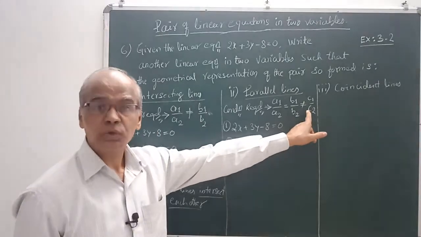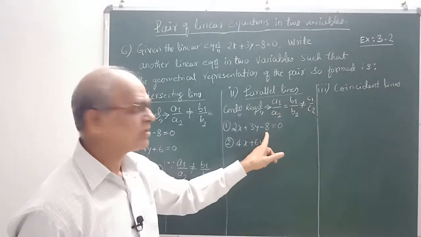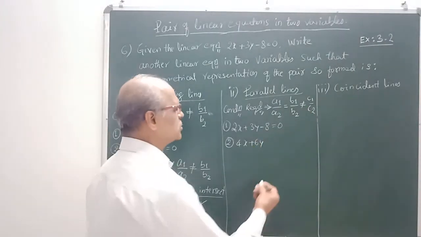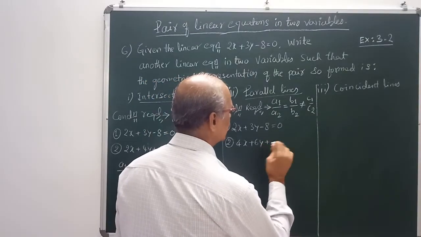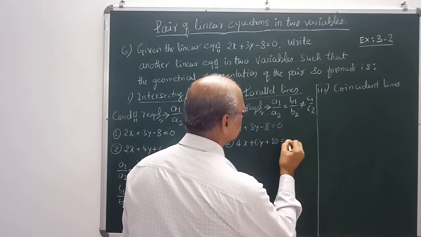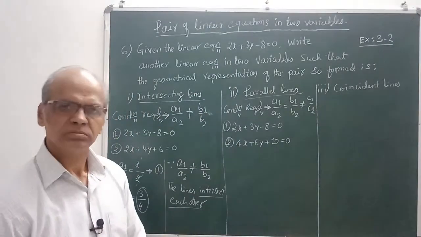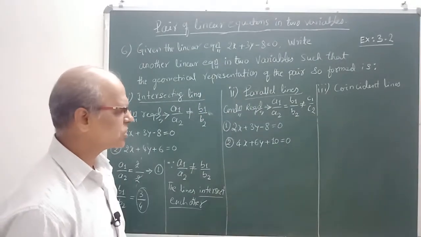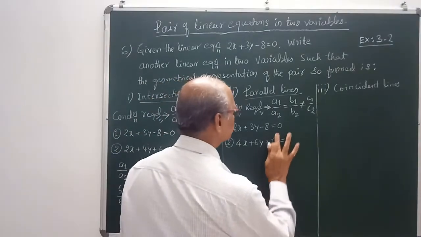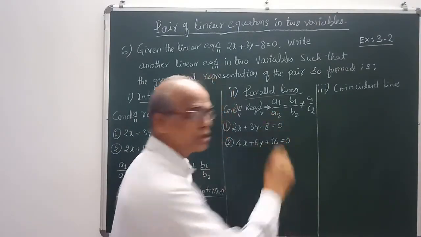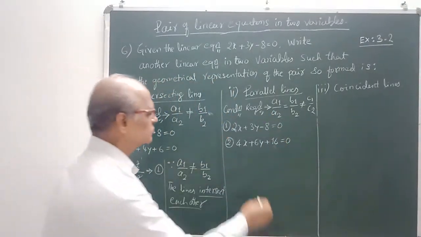It should not be equal to C1 by C2. C1 value they have already given. That means you take this as 10. Or you can take even 16. Understood? Suppose you take 16, what happens, you see? 16 you can take it out. Check it out. Understood or no?